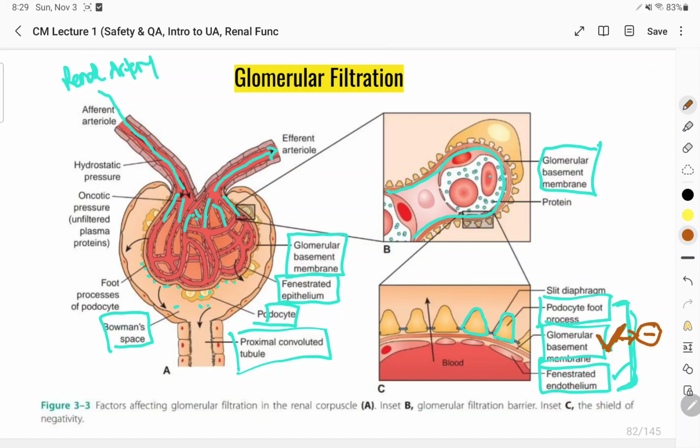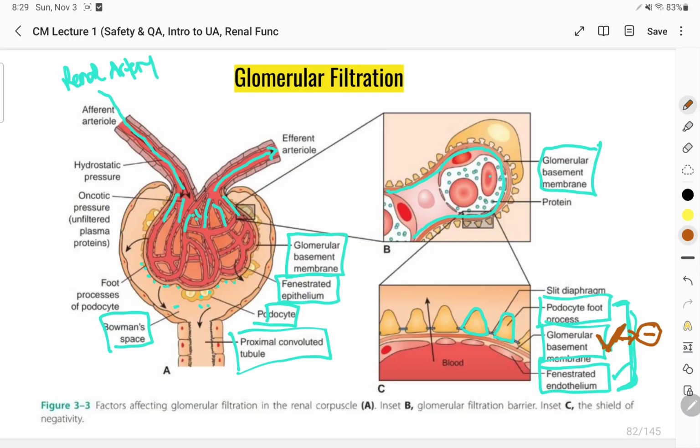So there is a certain substance that composes your glomerular basement membrane that carries a negative charge, and that negatively charged surface or area causes negatively charged substances like your proteins to be repelled, or not be filtered by your kidneys.